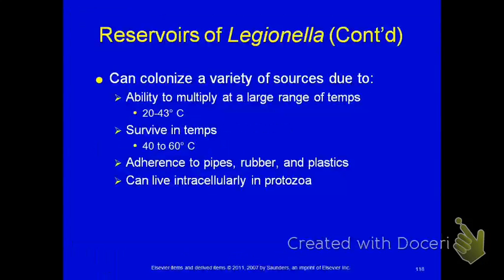Okay, so they can colonize a variety of sources due to the fact that they have this ability to multiply at a large range of temperature. Imagine from as low as 20 degrees to as high as 42 degrees centigrade. They could even survive between 40 to 60 degrees centigrade. So imagine even in a heating tower, you can still isolate Legionella. Adherence to pipes, rubbers, and plastics would also be common. They could even live inside a protozoan. So Legionella is such a versatile organism.